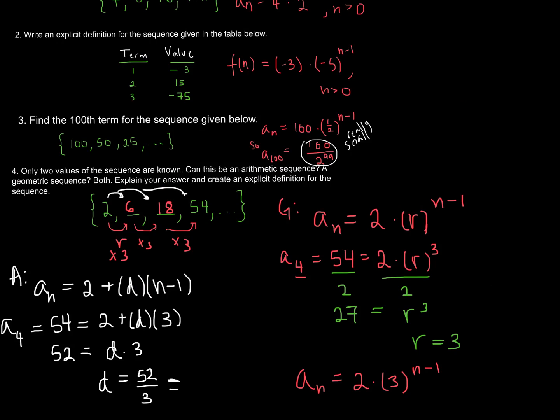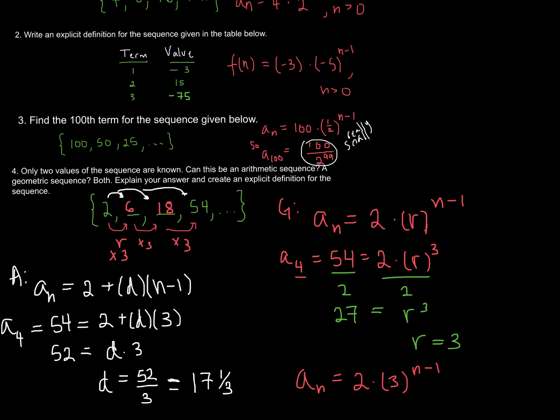So 3 will go into, if you think about it, 3 goes into 30 10 times. And then 52 is 22 more than 30. And 3 goes into 21 7 times. So this will go in 17 1/3 times. So your difference is going to be 17 1/3.